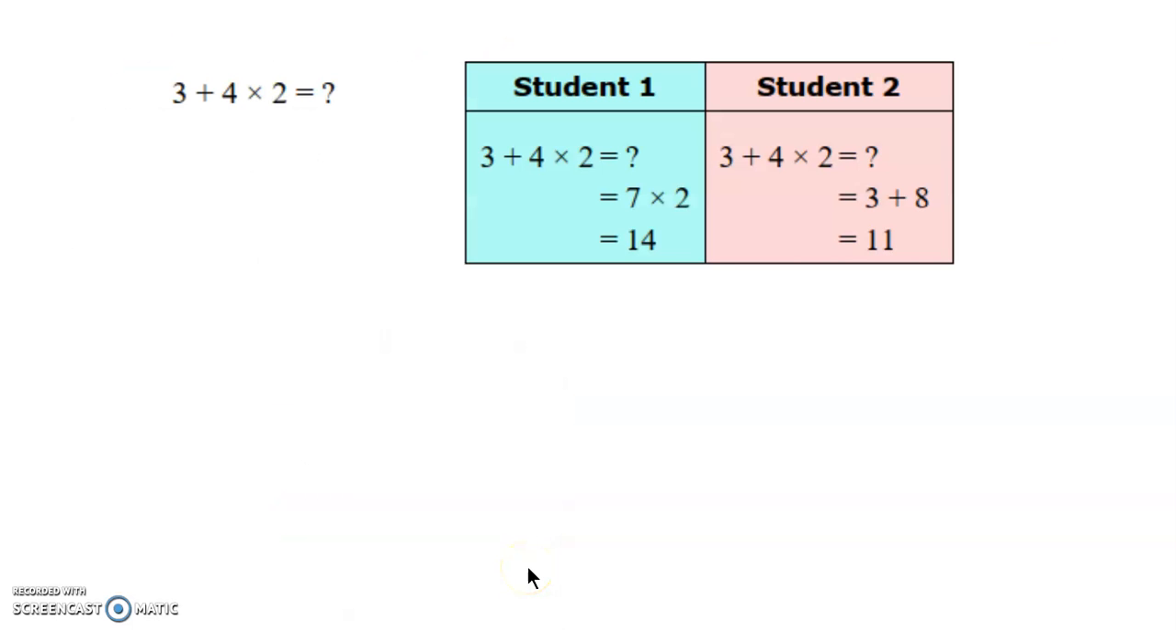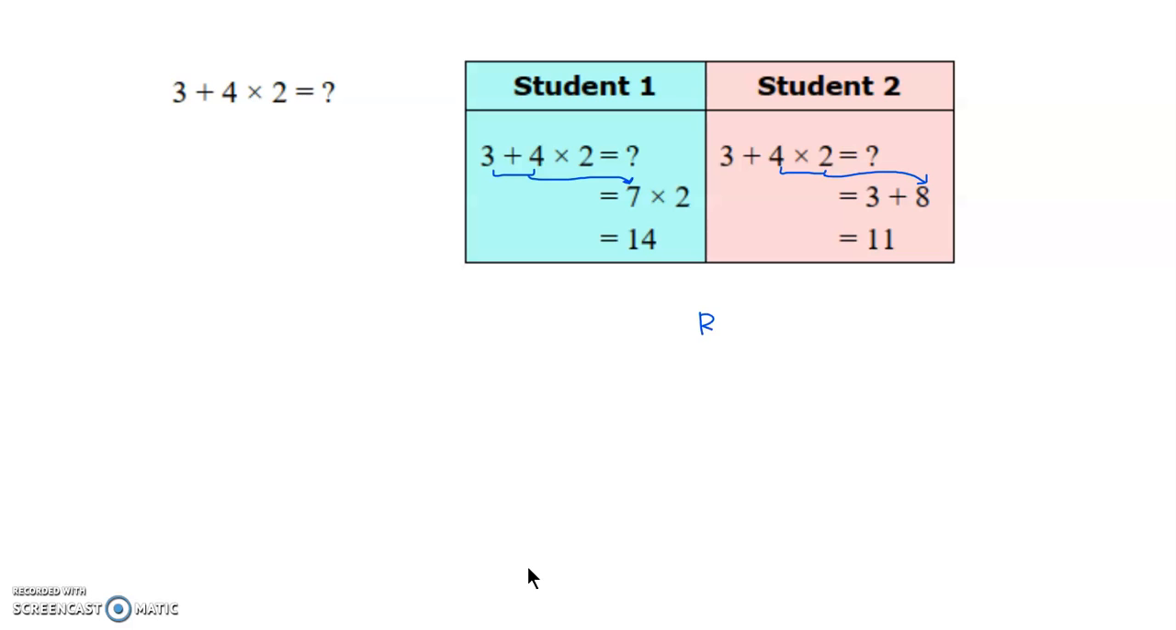So here we have a problem to solve, 3 plus 4 times 2. And in this expression, if we don't know order of operations, different people can solve this differently. So let's see how student 1 solved this problem. Student 1 first added 3 plus 4, giving 7, and then multiplied by 2, so they got an answer of 14. Whereas student 2 first multiplied 4 times 2, getting 8, and then they added that to 3, giving a result of 11. So who's right?